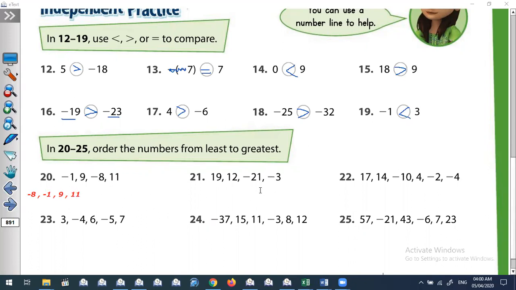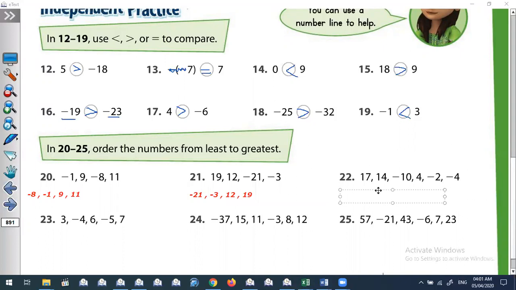The next one, the least should be the negative. We have negative 21, negative 3, which is the smaller? Negative 21. After negative 21, negative 3. Now we still have 19, 20, 12. Which is the smaller? The smaller is 12. After 12, 19.